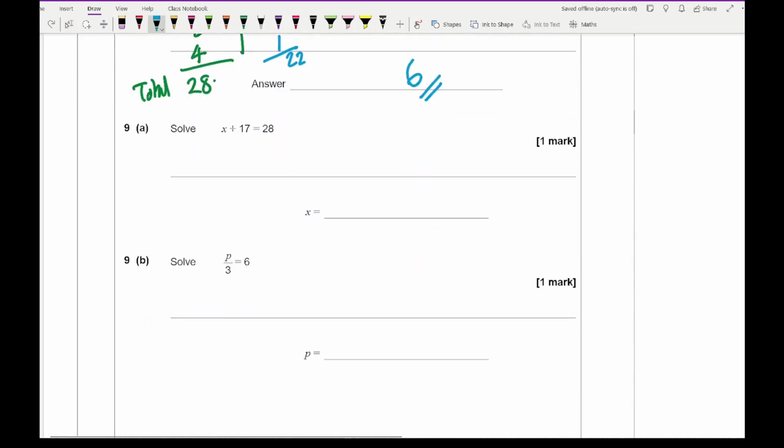Question 9a says solve x plus 17 equals 28. So what we need to do is take the 17 over to the side and we change the sign, so it's going to be take away. So it's 28 take away 17, which gives me an answer of 11.